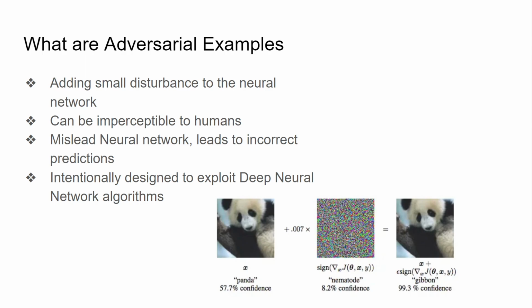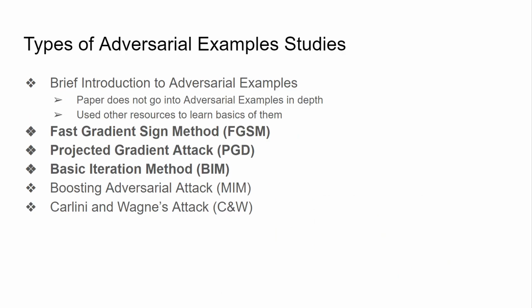These are intentionally designed to exploit the deep neural networks, and they have a lot of trouble fighting them on their own. These are the types of examples we'll be showing: Fast gradient sign method, projected gradient attack, basic iteration method, boosting attack, and Carlini-Wagner attack. The report didn't go over these specifically and how they worked, so I had to do some outside research to find it. So I'm going to be showing the first three.